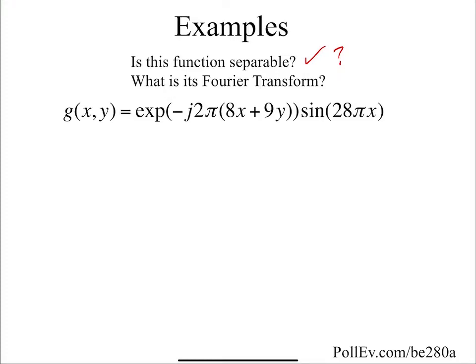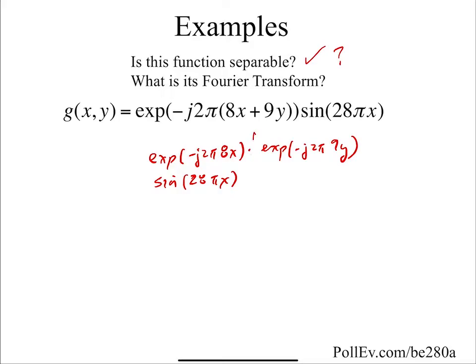Okay. So how would I write it? I'd write it as exp of minus j 2 pi 8x times e to the minus j 2 pi 9y, right? And then I would group the sine over here, right? Sine 28 pi x, right? So these are definitely separable, right? I could take the Fourier transform of this. I could take the Fourier transform of this. Okay.